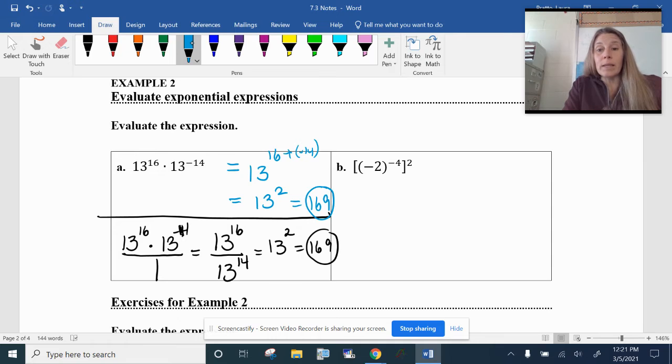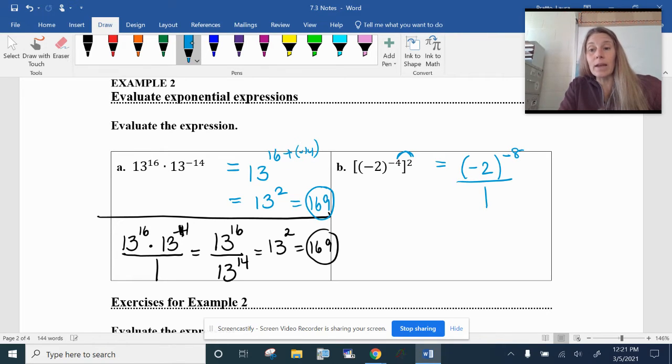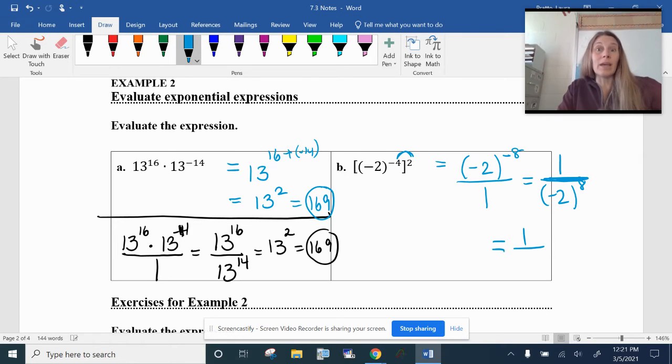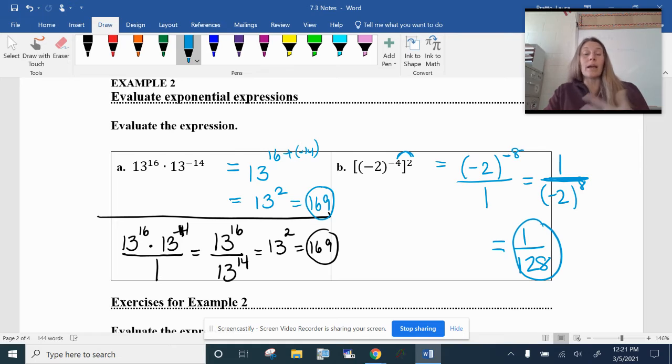All right, now example B, these 2 exponents here would need to get multiplied. So I still have a negative 2. That has not changed. Remember, whatever's in the parentheses isn't going to change. Negative 4 times 2 gives me a negative 8. Now I can't leave that negative exponent, so I would have to move the entire negative 2 to the other side, making that 8 positive. And now I could work that out on my calculator. I believe it is 128. And because it's a negative 2 to an even number power, the negative will end up canceling out, and you have positive 128 on the bottom.